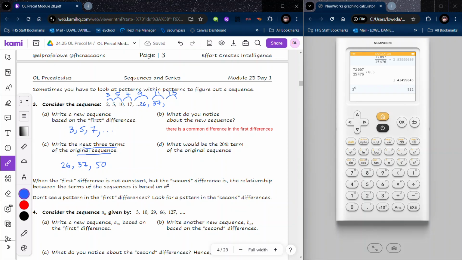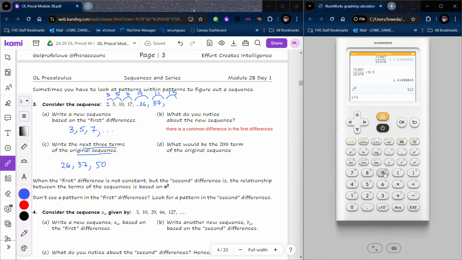Of course, if we had a calculator, that'd be much easier to do, right? It would say, hey, what's 17 plus 9? Okay, there's 26. Then plus 11. Oh, then plus 13. And I could have those next terms in my sequence. And just remember that if it is a sequence, separate with commas.